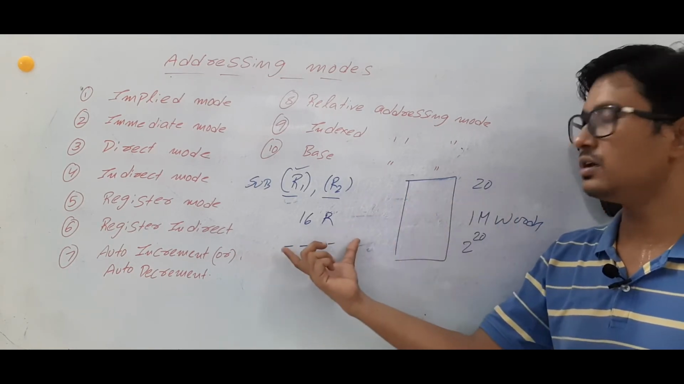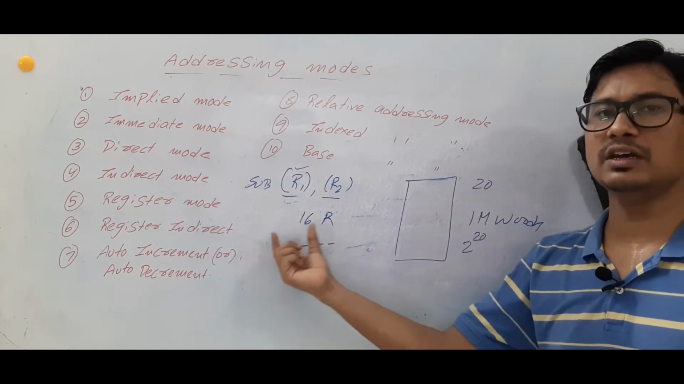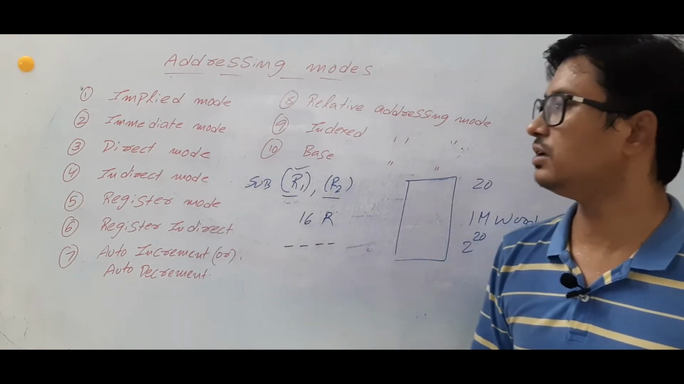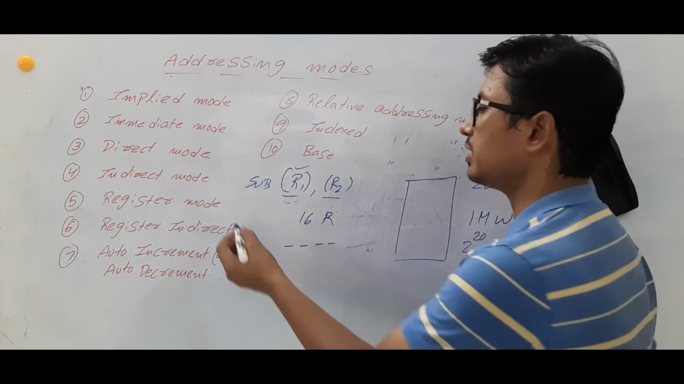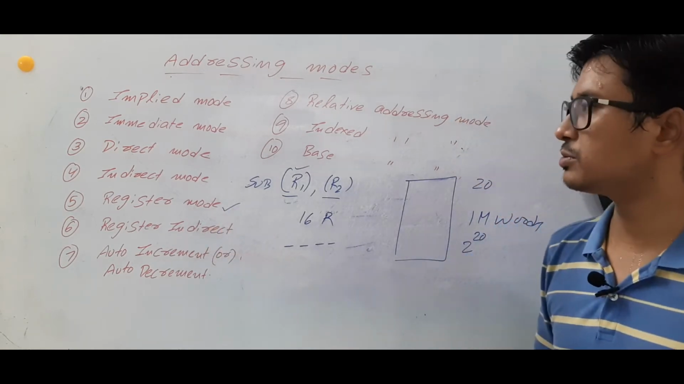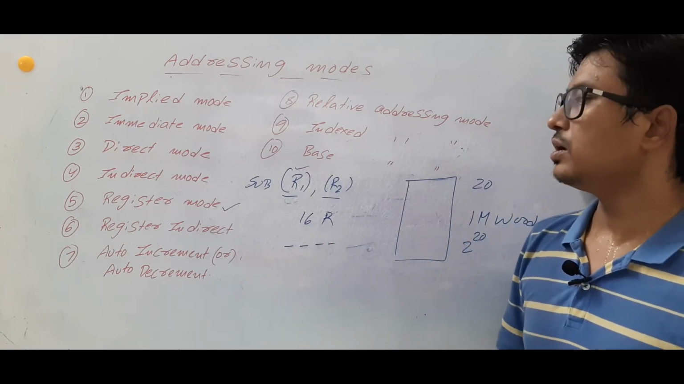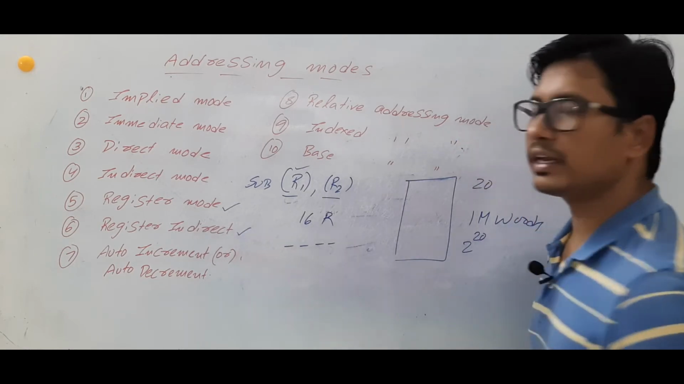So the address size is increasing in the main memory, whereas in the registers the address space is reducing. With 4 bits only, you can identify one of the registers. So that's why register addressing mode is better as compared to the direct addressing mode. Okay. Now we will discuss the register indirect addressing mode.